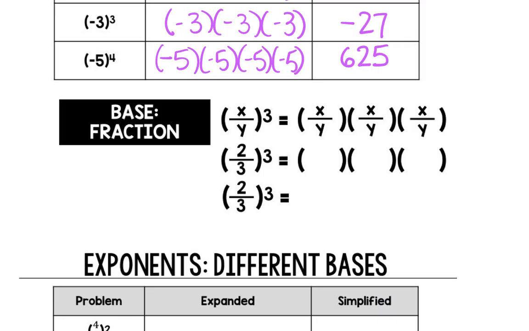When the bases are fractions, we are going to do the same thing. So you're going to take the fraction and multiply it by itself as many times as the exponent says. When we're multiplying fractions, we are multiplying the numerators, 2 times 2 times 2, which is 8. And we are also multiplying the denominators, 3 times 3 times 3, which is 27.